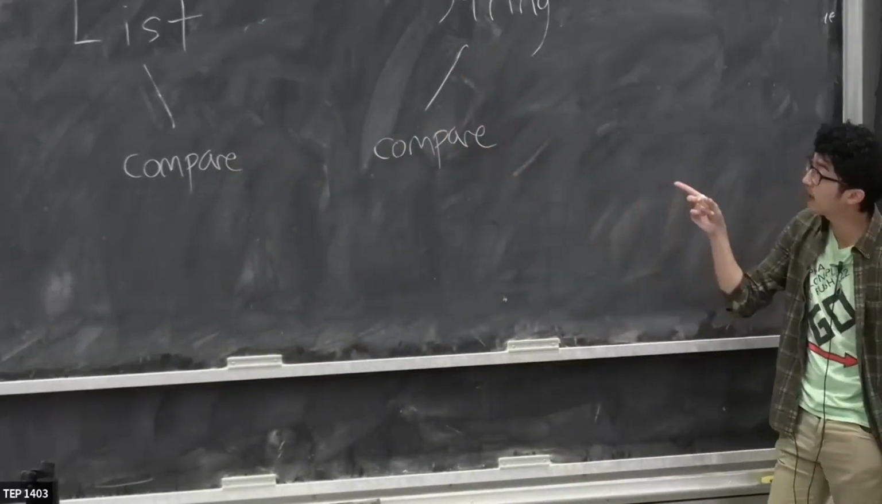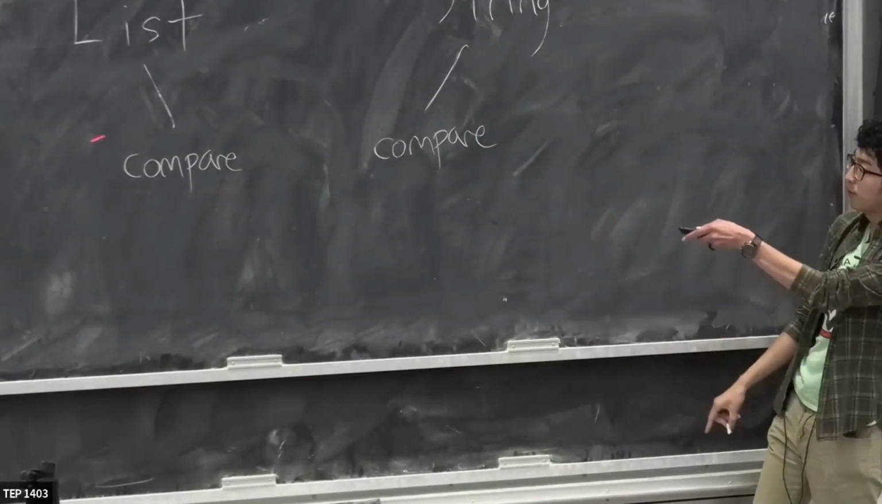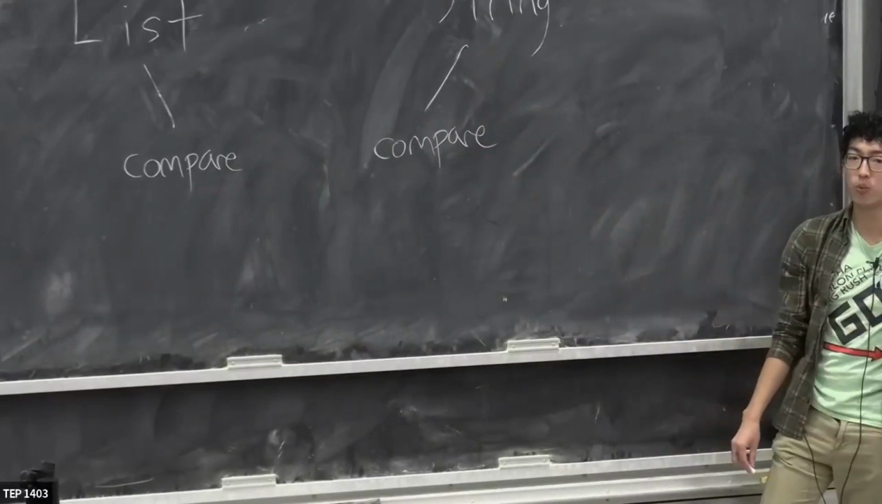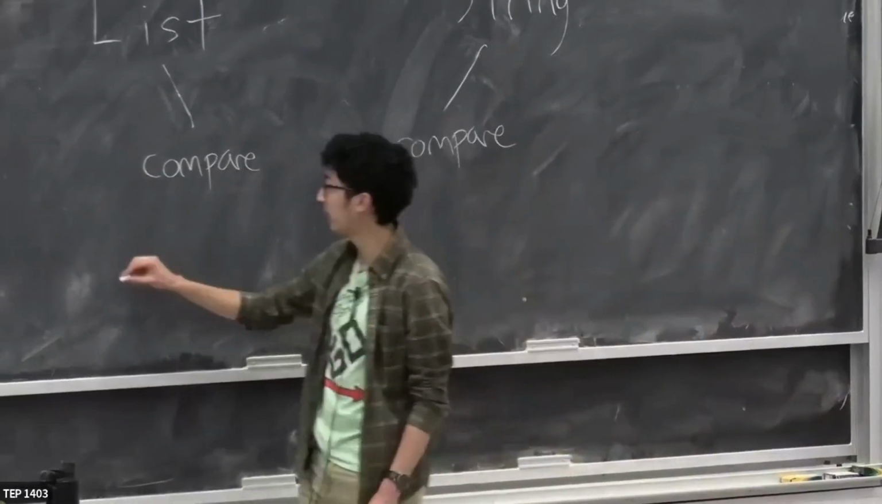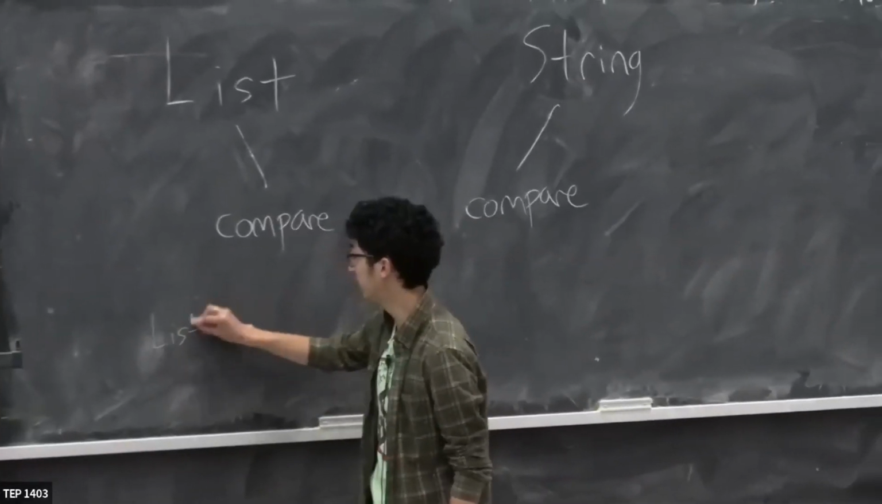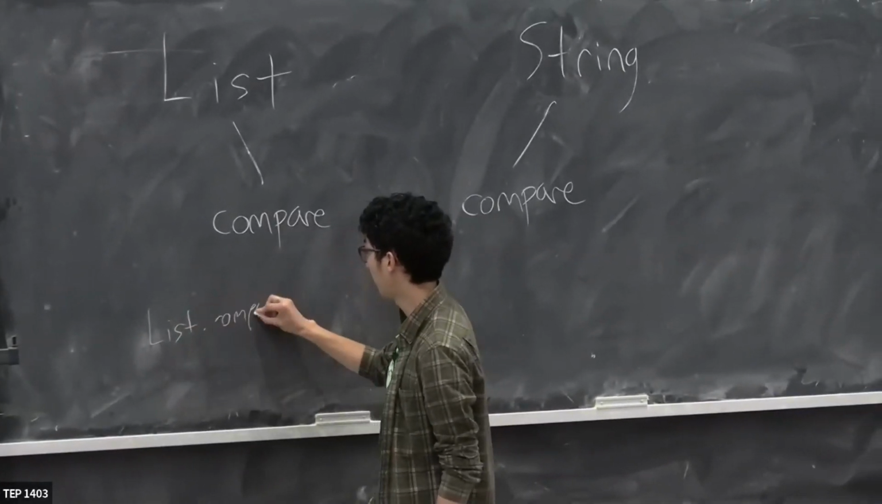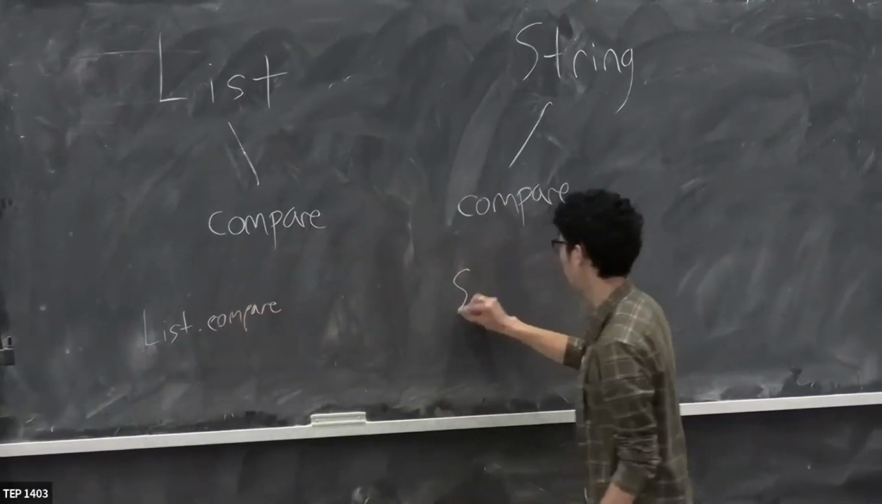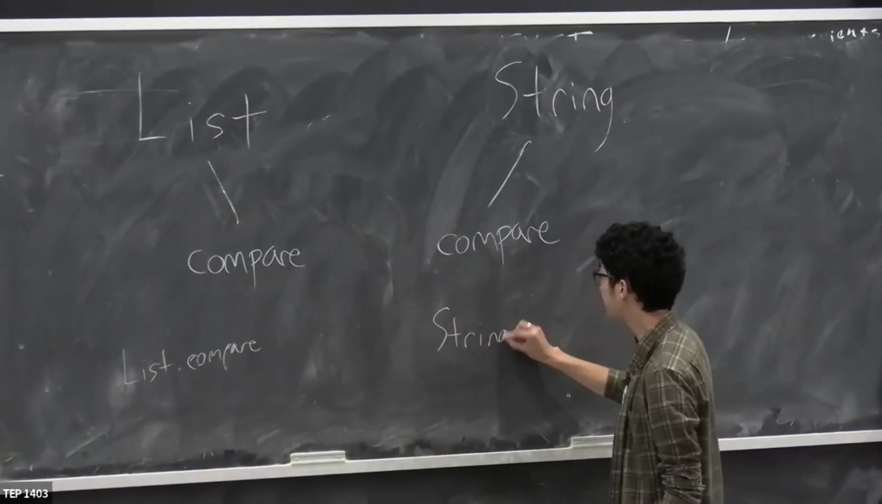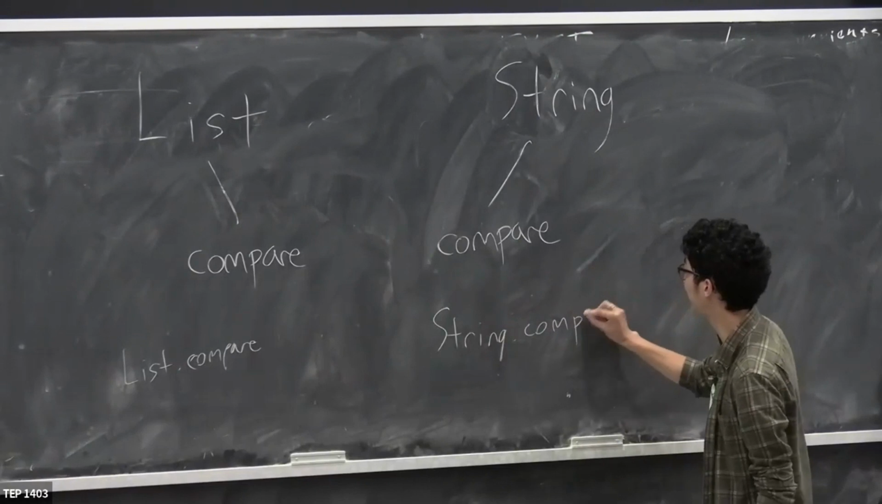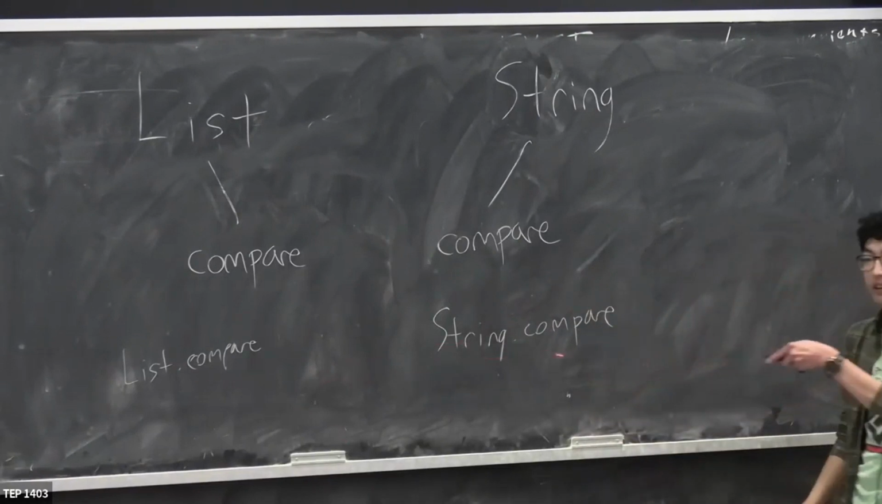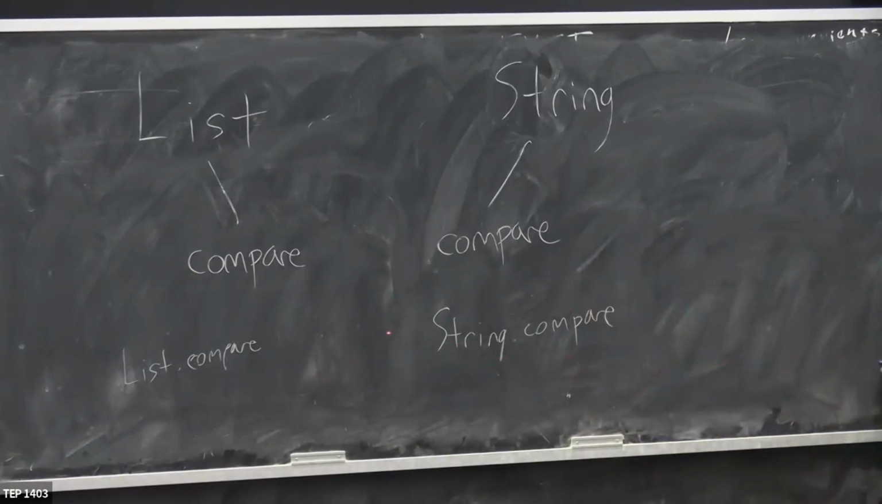But the great thing about string.compare is that even though both of these are named compare, they don't get in the way of each other. Because if I wanted to access it, I would say list.compare. And I would say string.compare. And because they live in different modules, because they live in different namespaces, these are entirely different and they don't overwrite each other. They don't badly interact.